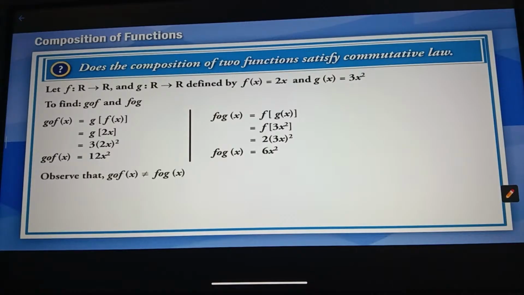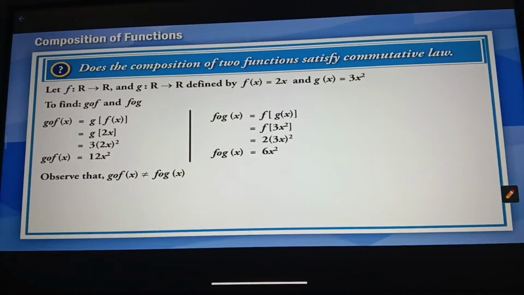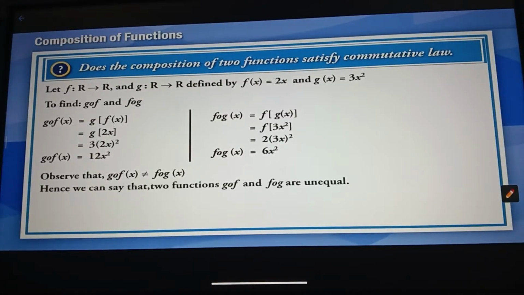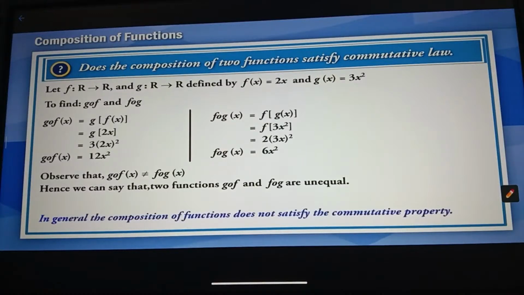Observe that g circle f of x is not equal to f circle g of x. Hence, we can say that the two functions g circle f and f circle g are unequal. Hence, we can say in general that the composition of functions does not satisfy the commutative property.